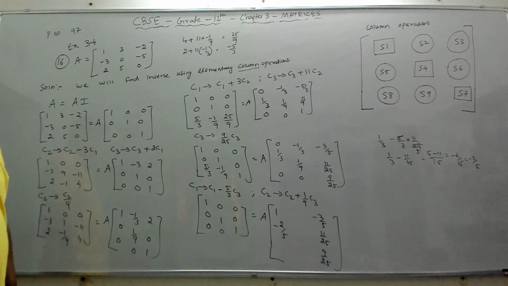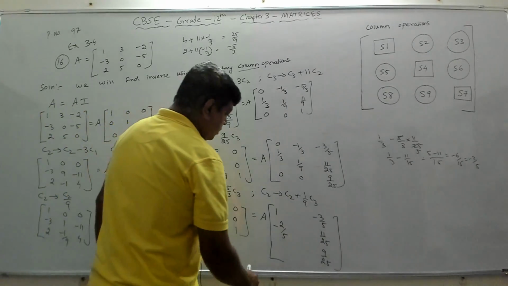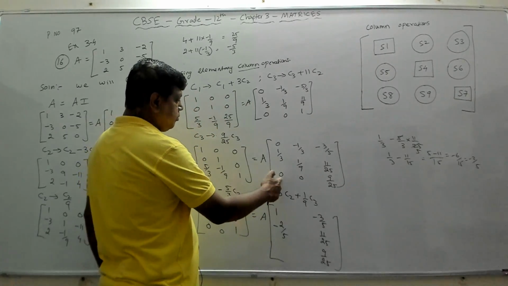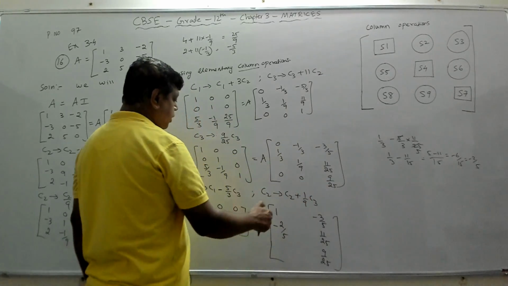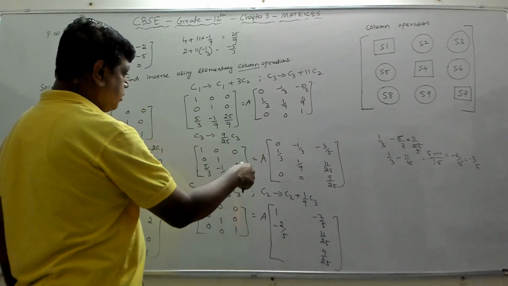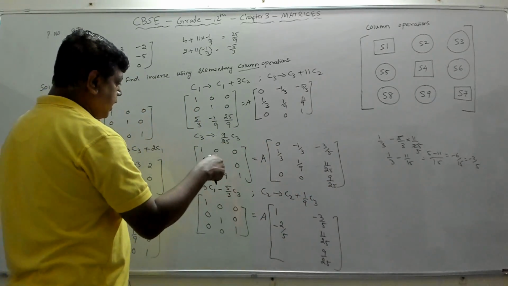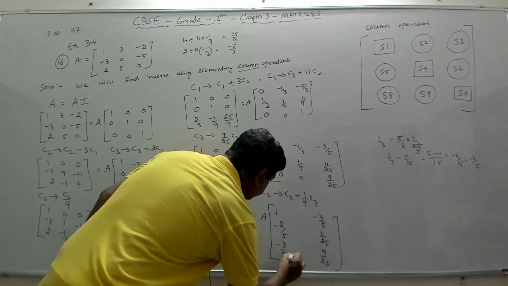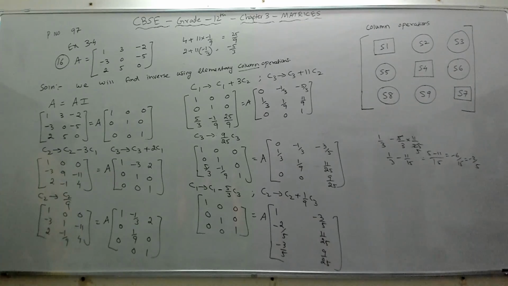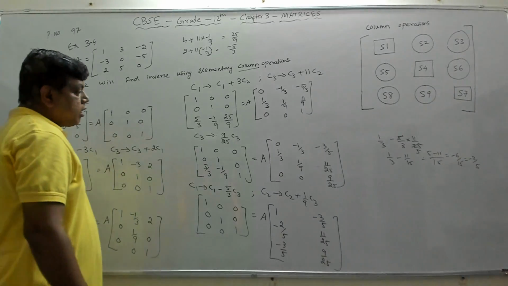Then the next one, 0 minus 5 by 3 into 9 by 25. So 9 and 3 will get cancelled, 3 and 5 will get cancelled. You'll get minus 3 by 5. Clear?